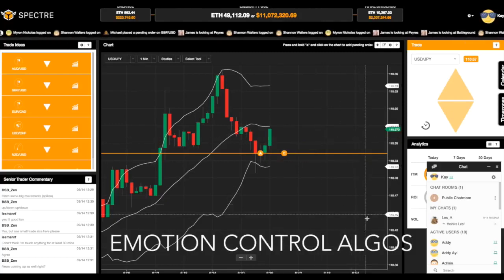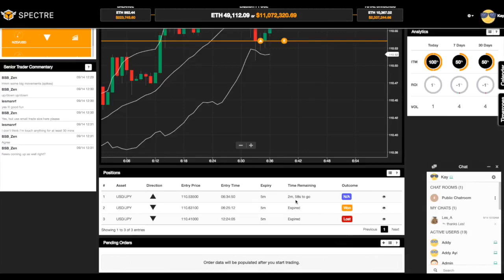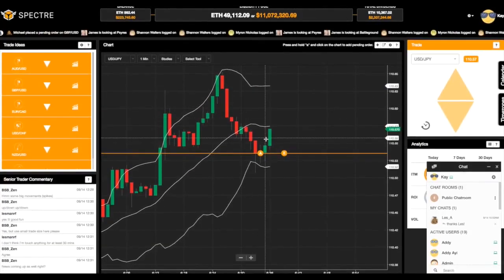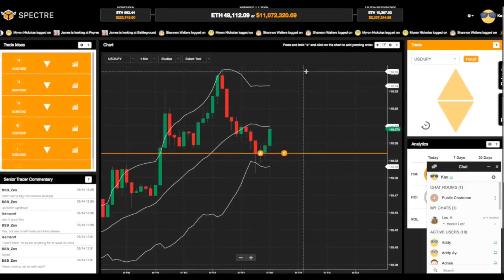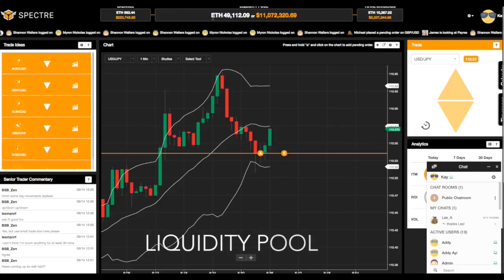While this trade is still running, we have around 2 minutes and 58 seconds to go. It's looking pretty good because the price has gone up, right? I want to talk a little bit about what we're seeing at the top. This is the liquidity pool here, right? You can see that it's around 50,000 ethers big, or around $11 million.